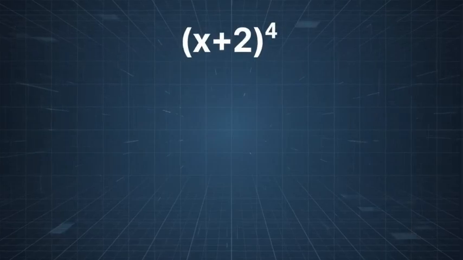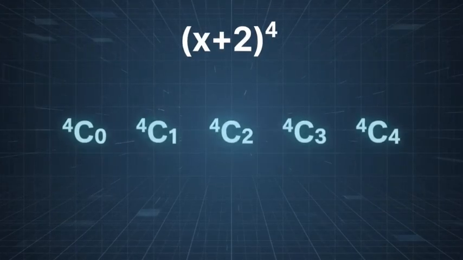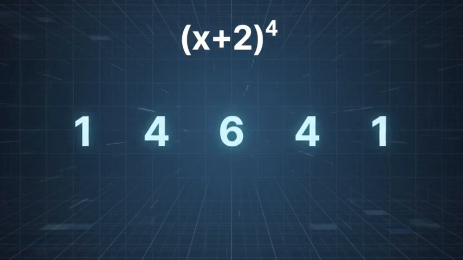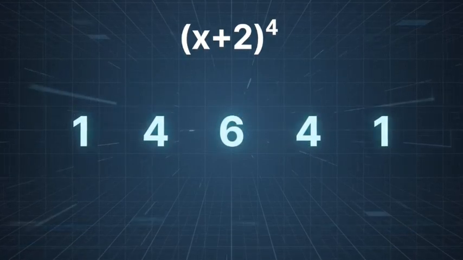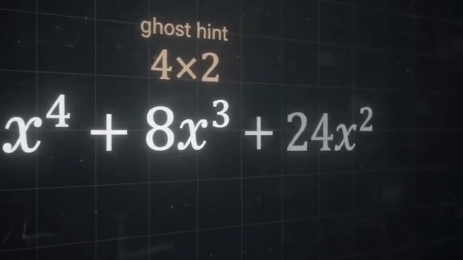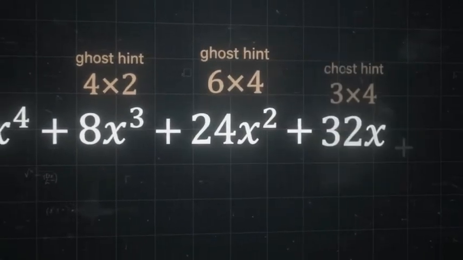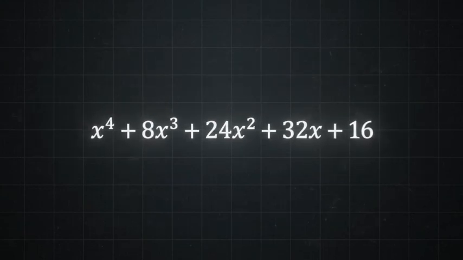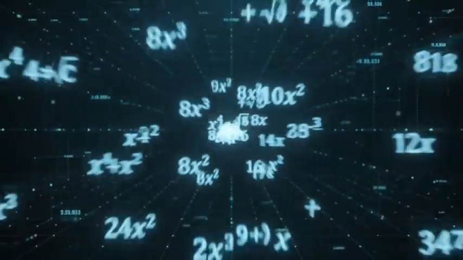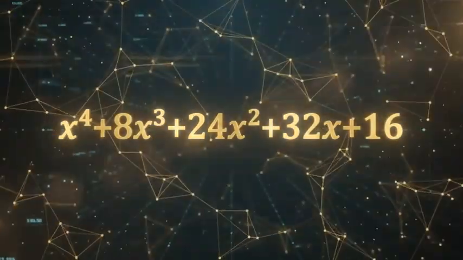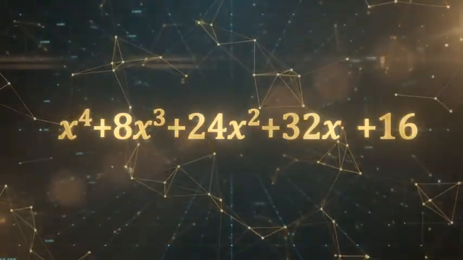Let's apply the theorem by expanding (x plus 2) raised to the fourth power. Calculate every term carefully, remembering to raise both x and 2 to their required powers. The completed expansion is x to the fourth plus 8x cubed plus 24x squared plus 32x plus 16.